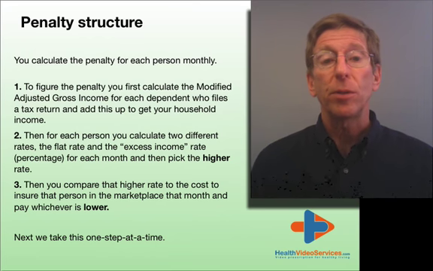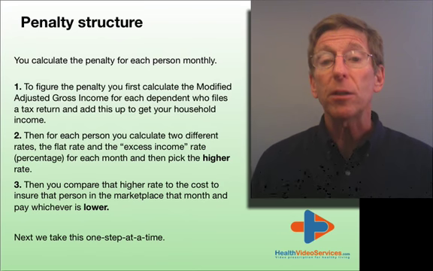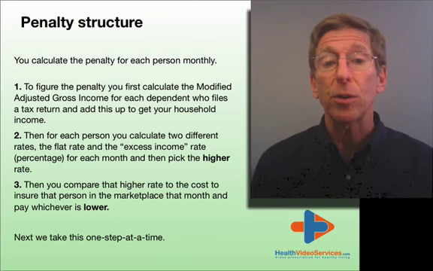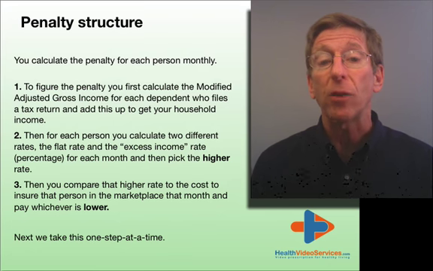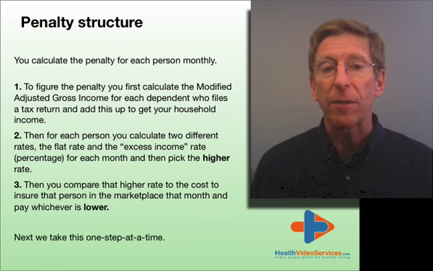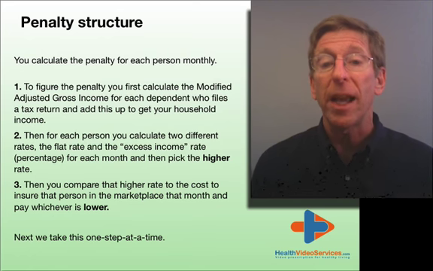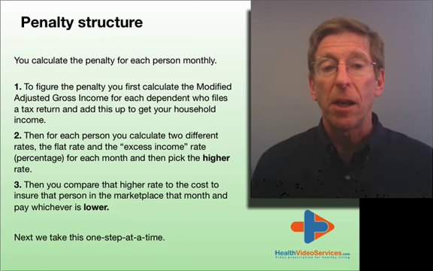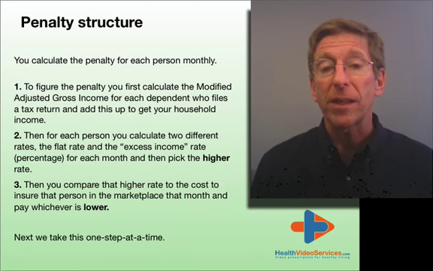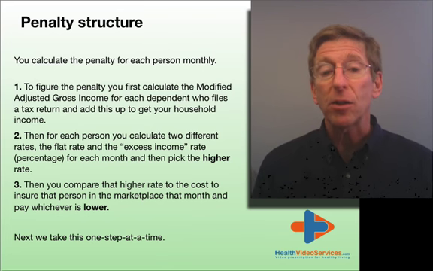Penalty structure. You calculate the penalty for each person monthly. To figure the penalty, you first calculate modified adjusted gross income for each dependent who files a tax return and add this up to get your household income. Then for each person you calculate two different rates, the flat rate and the excess income rate percentage for each month, and then pick the higher rate. Then you compare the higher rate to the cost to insure that person in the marketplace that month and pay whichever is lower. Next, we take this one step at a time.